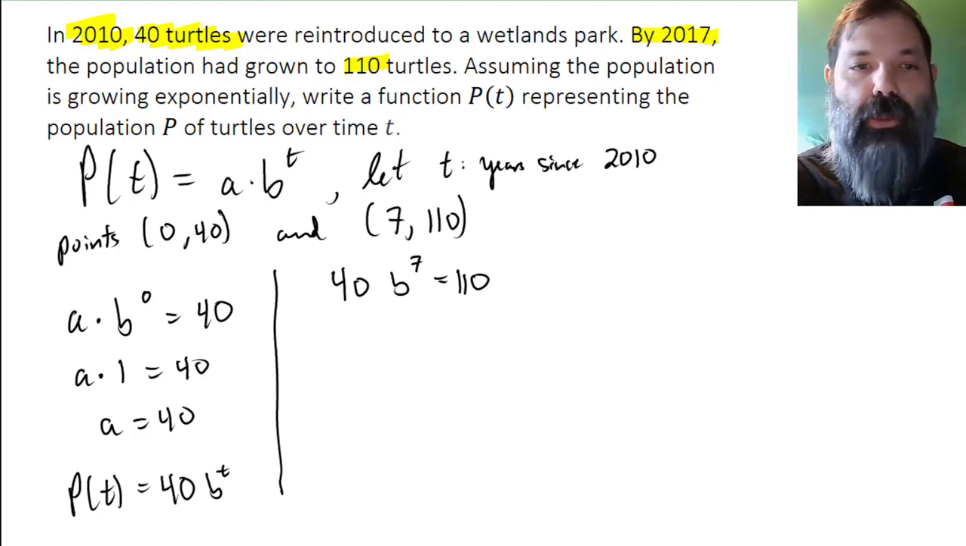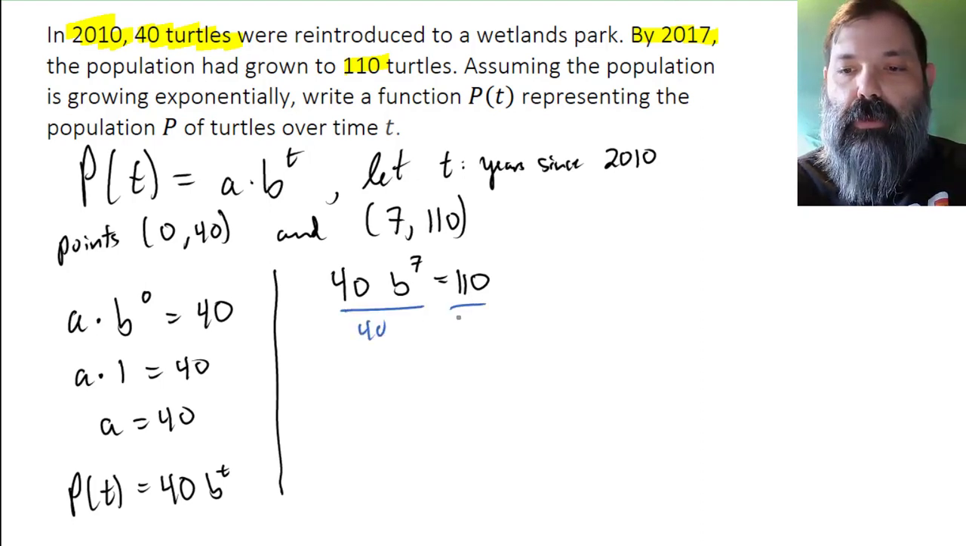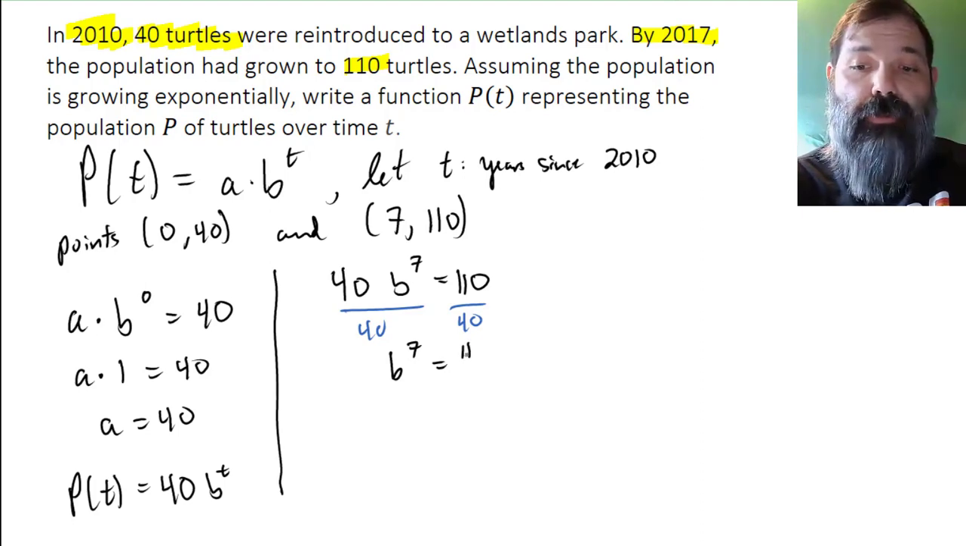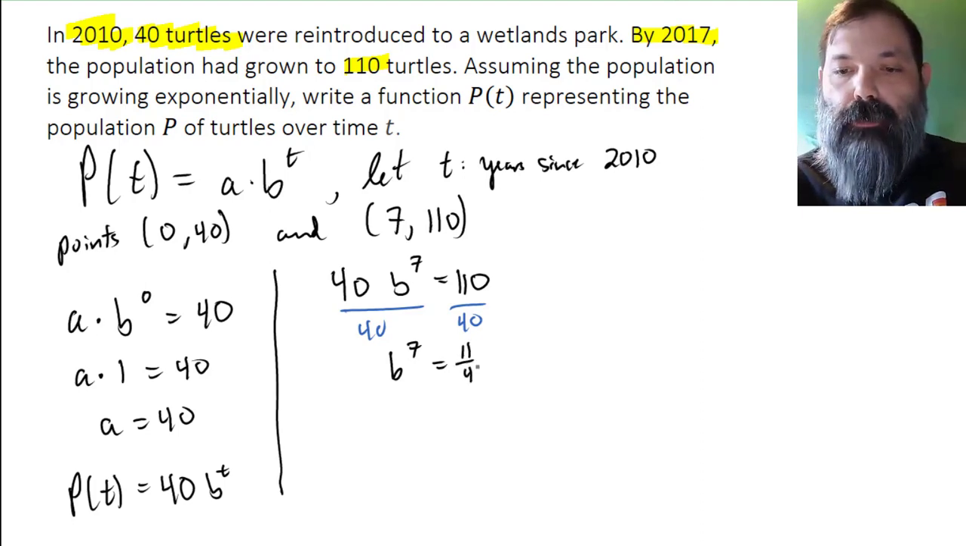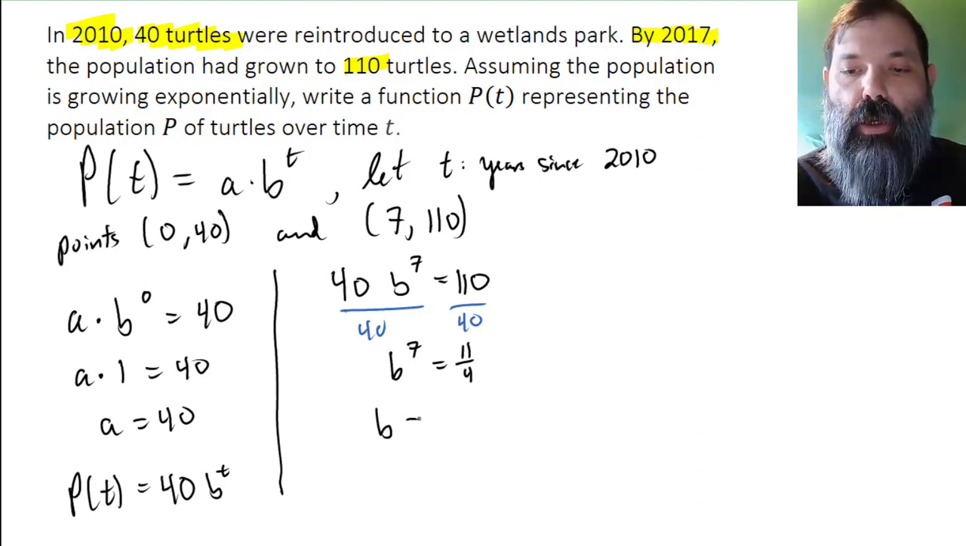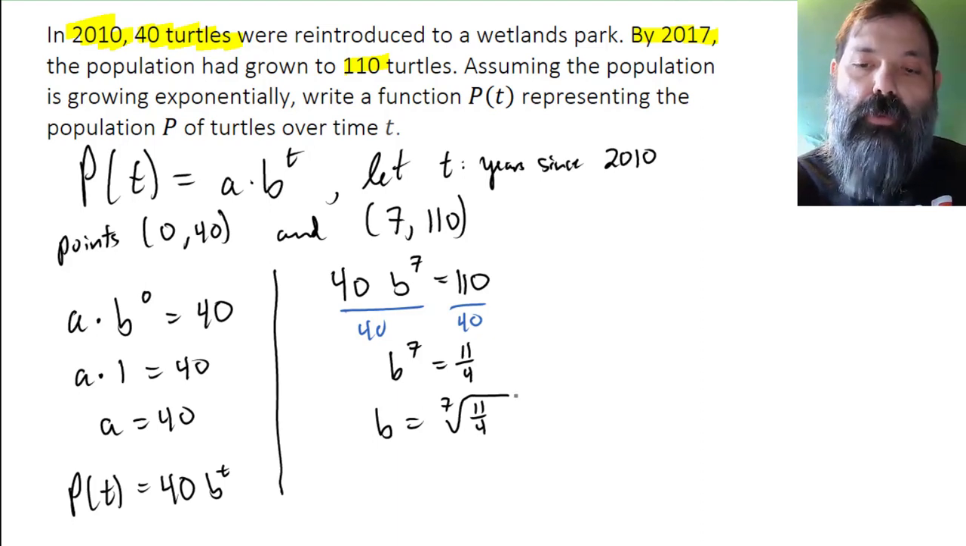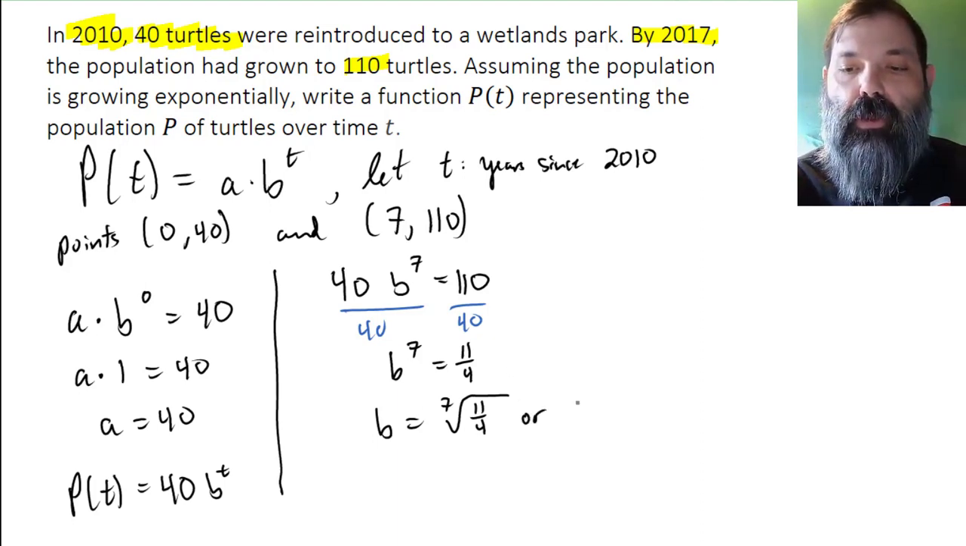All right, so first let's divide by 40 on both sides. And so then b to the 7th is 110 divided by 40, let's just write that as 11 over 4. You could use a decimal number as well. And so then b would be the 7th root of 11 over 4, which is the same as 11 over 4 to the 1/7 power.